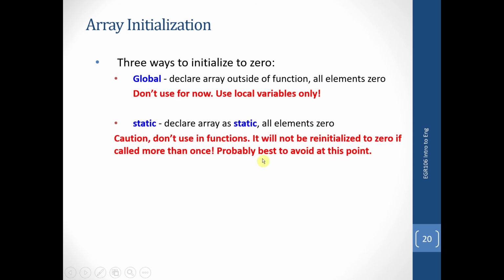You can declare an array as static. So this means you actually set it equal inside your main function. If you do this, though, it can be reinitialized to 0 every single time you call the function, which is probably not what we want to do.